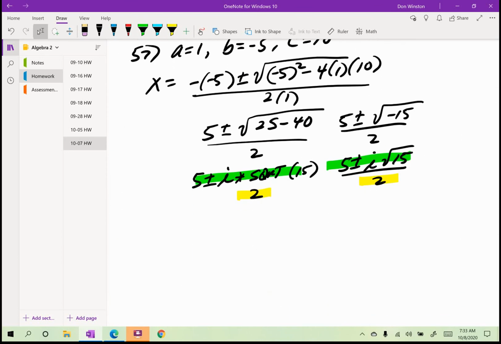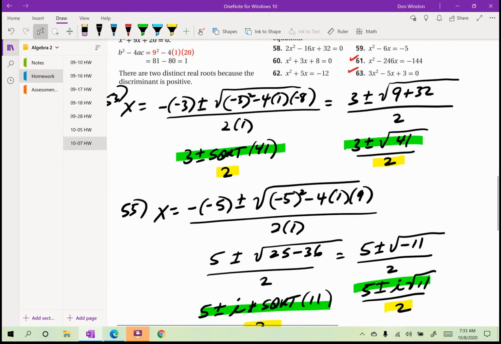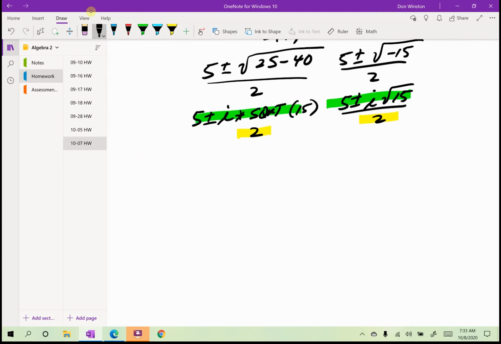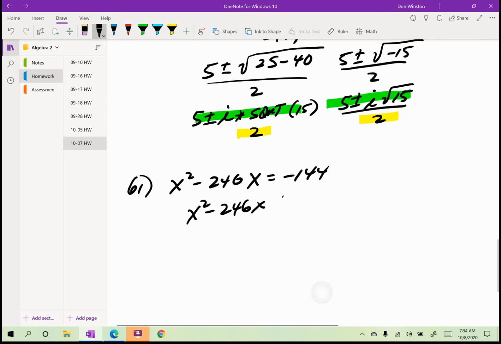All right, so next one here. What were the other ones I gave you? So you had to find the type and the number of solutions for each. So let's look at 61. Oh, big numbers here. So 61, we had x squared minus 246x equals negative 144. So remember, this has to be in standard form, right? So x squared minus 246x, and then we have to add 144 to both sides.